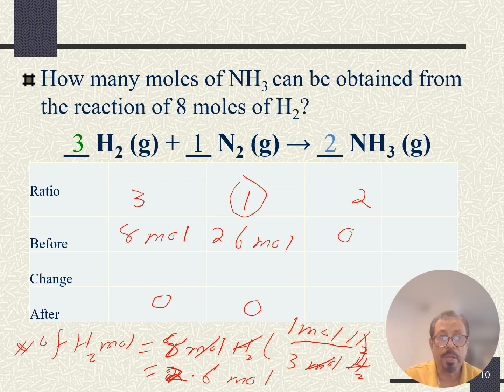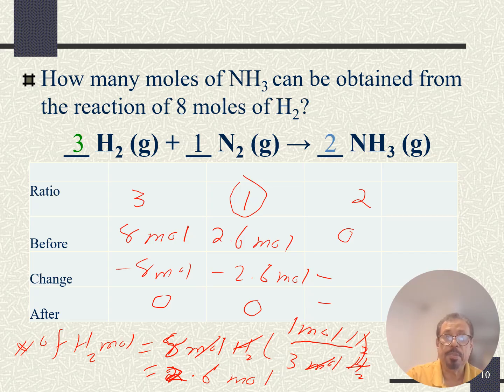As a result, now I can use this 2.6 if I want to calculate how much ammonia, but it is not required. If it's not required to be calculated, I just leave it like that. So it is minus 8 mole for hydrogen and minus 2.6 mole for nitrogen.